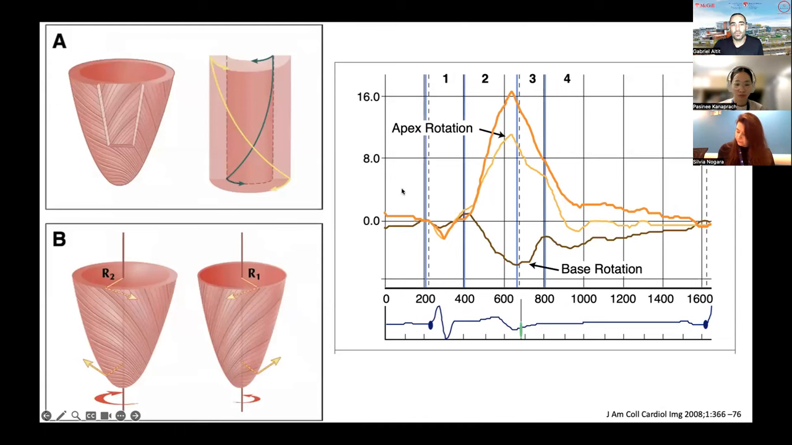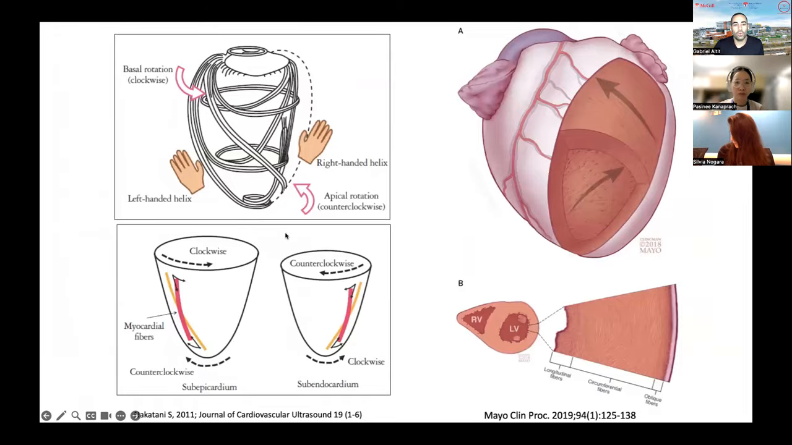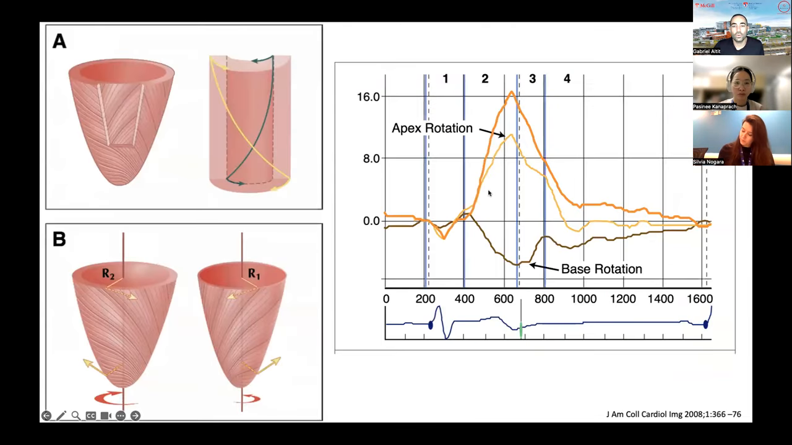So these are examples of rotation. This is the classical example where you see the apical rotation and you see the basal rotation, which you see here has a negative trend, because negative and positive is just whether it's clockwise or counterclockwise. So in the context of the subendocardium, you can see that the base is counterclockwise and the apex is clockwise. So the apex being clockwise is a positive rotation, and this is a rotation in degrees. So it's a degree, like on a circle. And then the base will be negative because it's a counterclockwise rotation. Okay, this is just the convention of how we describe it.